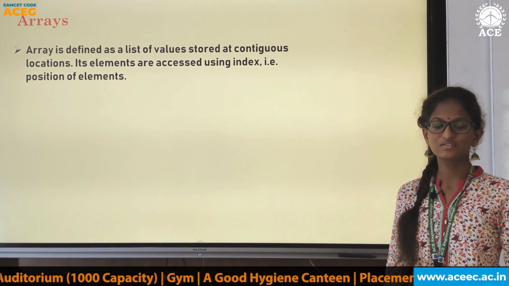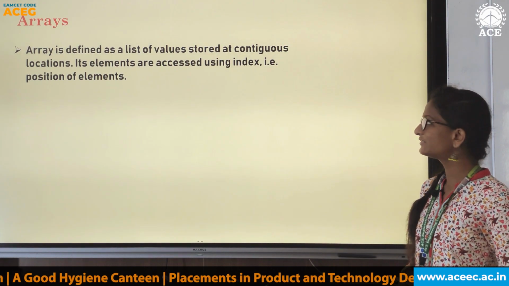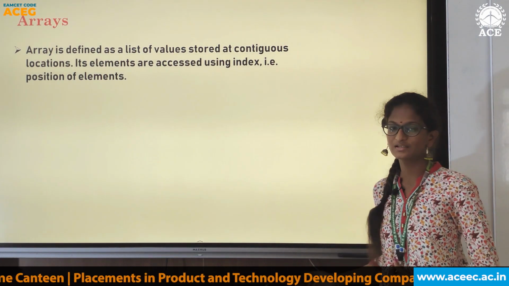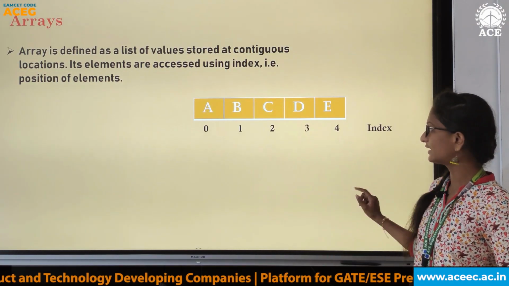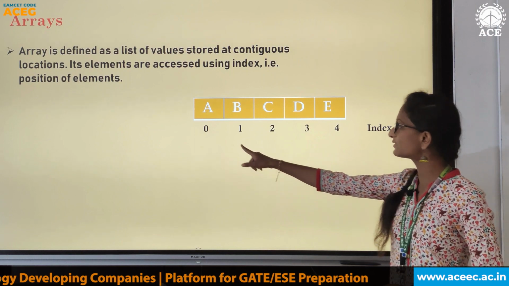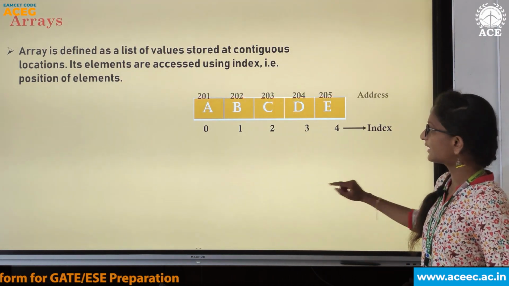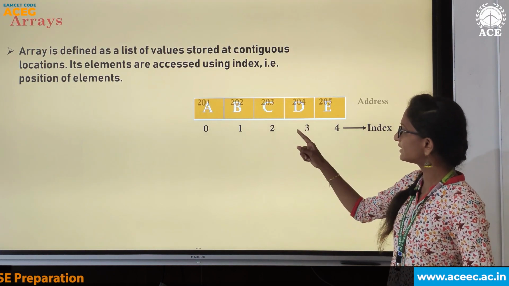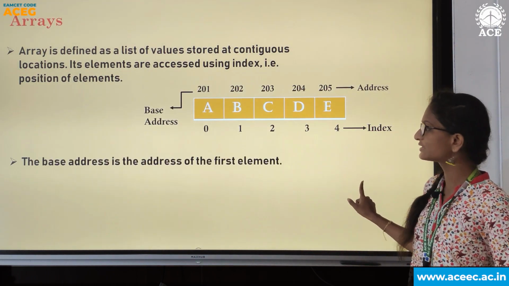Array is a linear data structure in which values are stored in continuous memory locations and we are accessing the elements using index, that is the position of the elements. This is how we store the elements in the array, and these are positioned 0, 1, 2, 3, 4, which is called as index, and these are the addresses of the each element, and this is called as the base address, which is the address of the first element.